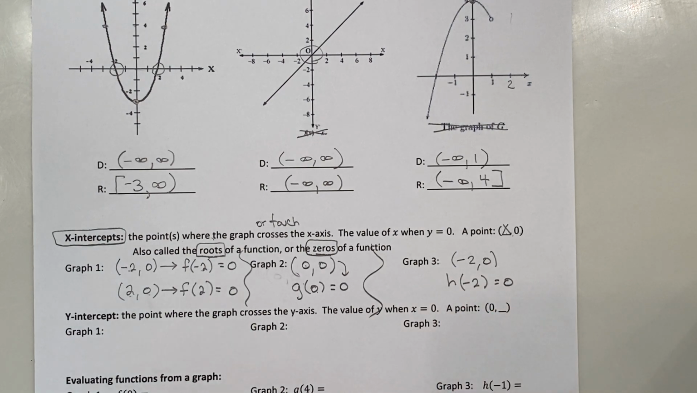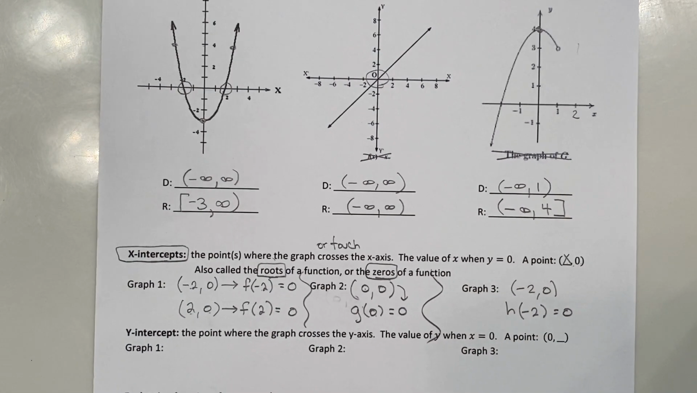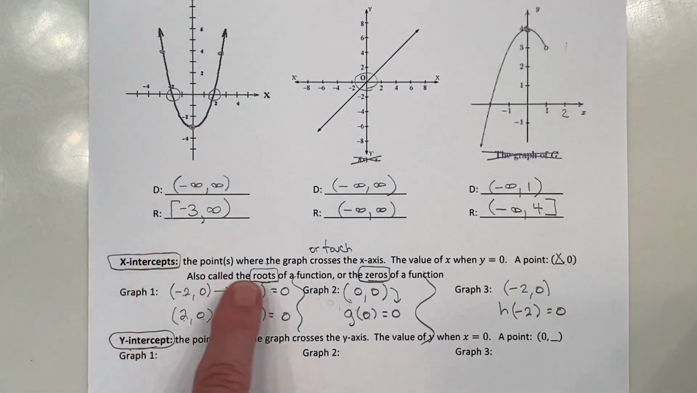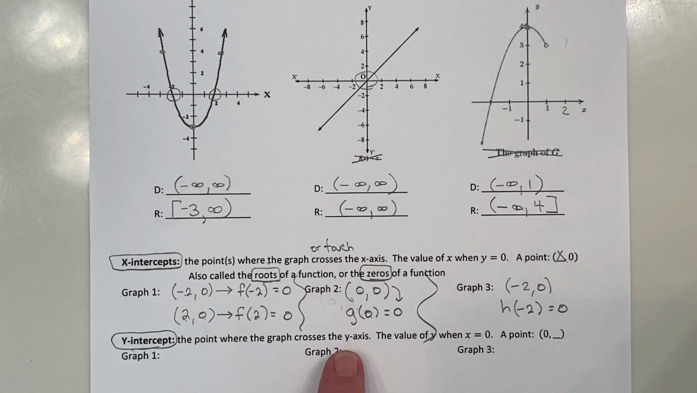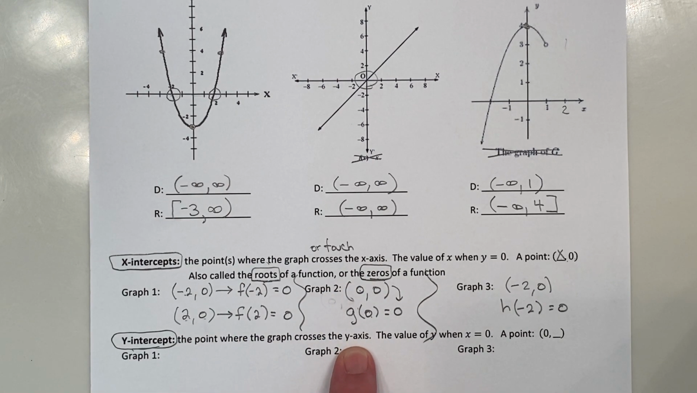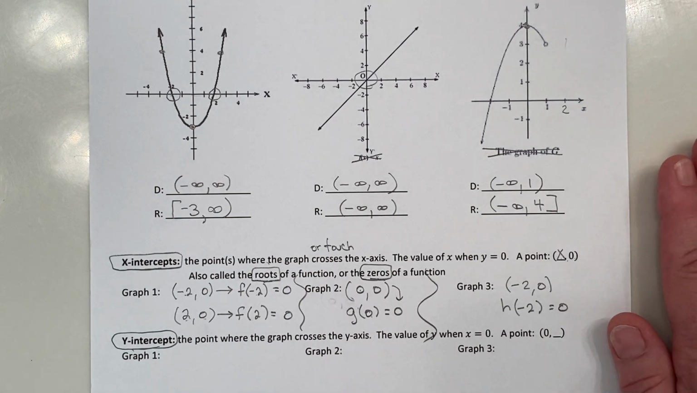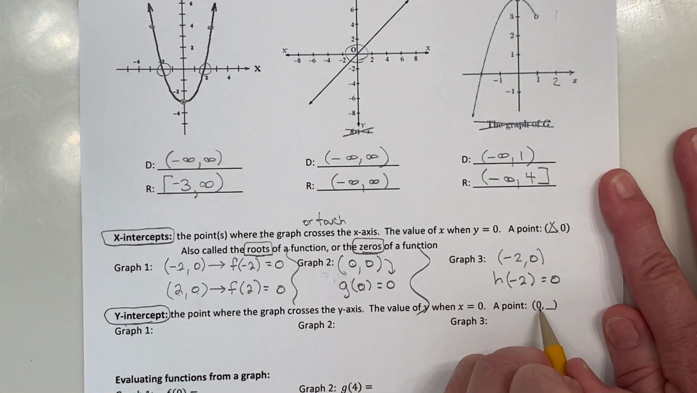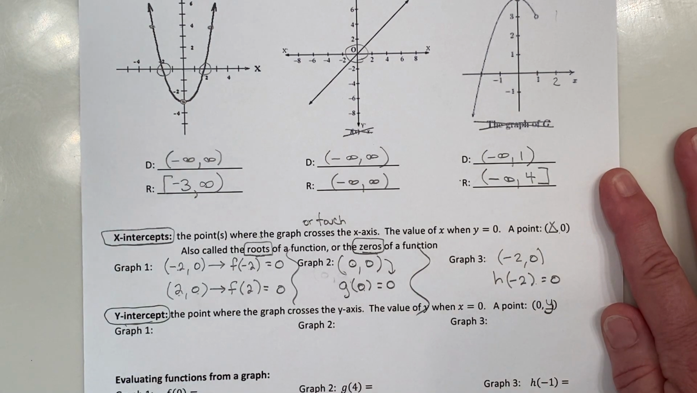All right, what's a y-intercept? Well, thank goodness we only have one name for that, y-intercept, not like x-intercepts. A y-intercept is just where the graph crosses the y-axis. It's the value of y when x is 0. So when x is 0, what's the y value?